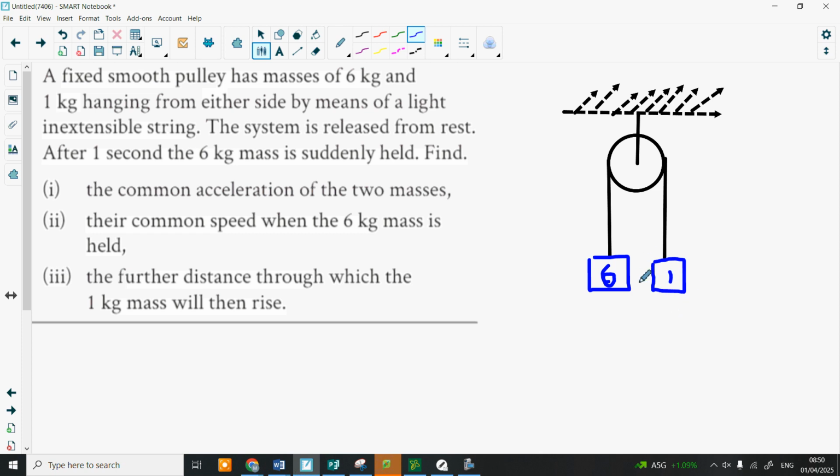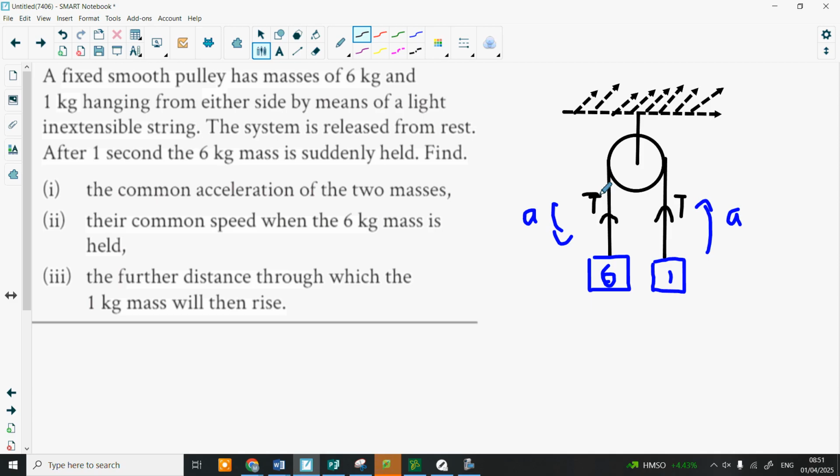What's our prediction when we let it go? The 1 goes up with acceleration A, and the 6 goes down with acceleration A. Are you cool with that? Now, what's causing the 1 kilogram to go up? The 6 kilograms isn't connected to it. What's actually connected to it? So it's actually tension that's driving that upwards. What's actually slowing the 6 kilograms down? Tension, because it's the only thing connected to the 6 kilogram particle.